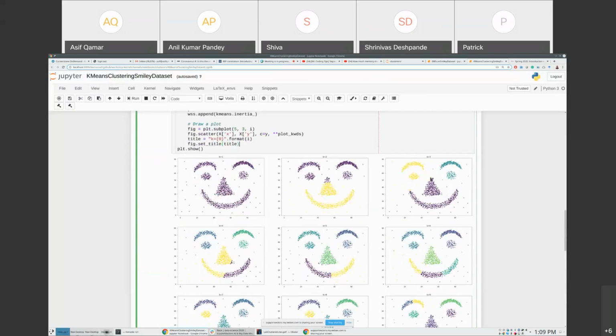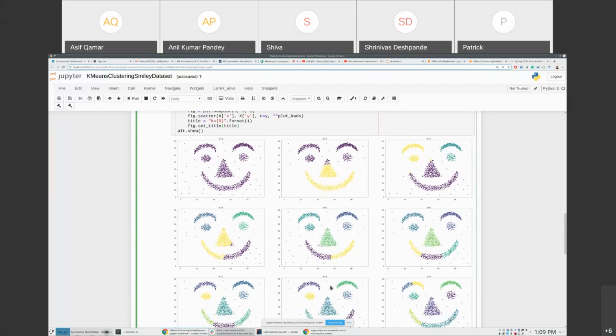Which bears out, just to remind you, that 3 and 5 looked fairly decent. 3 was this: the nose and the lips are one cluster, each of the eyes are a different cluster, eyes and eyebrows are a different cluster. K equal to 5 was actually pretty neat. The eyes are a different cluster. Nose is a different cluster. But the lips get split in two. So not quite perfect, but it's about as good as you can get.